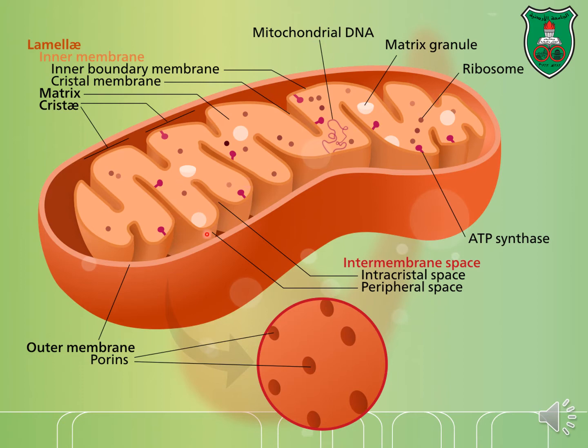In between the outer membrane and the inner membrane, you have the intermembrane space. That's where protons accumulate, ready for re-entry into the matrix, which is right in the heart of the mitochondria. And that's where metabolism of pyruvate and the Krebs cycle take place.